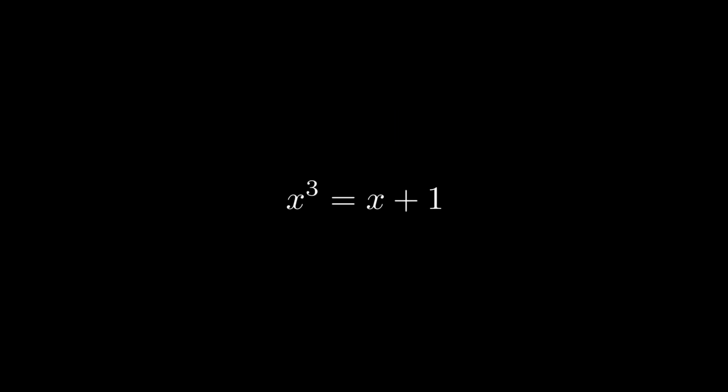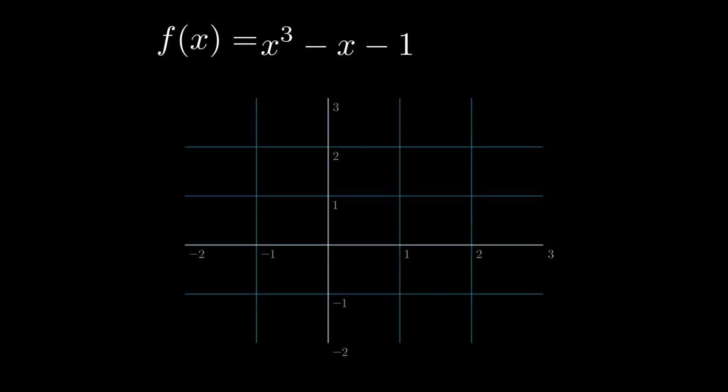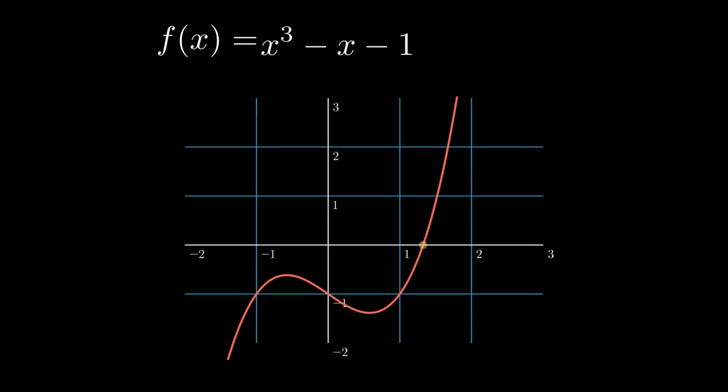To use Newton's method, we need to rewrite our equation in the form f of x equals 0. For our example, we can do that by subtracting x and 1 from both sides. Our function is x cubed minus x minus 1. Finding zeros of this function is the same as finding the solution to our original equation.